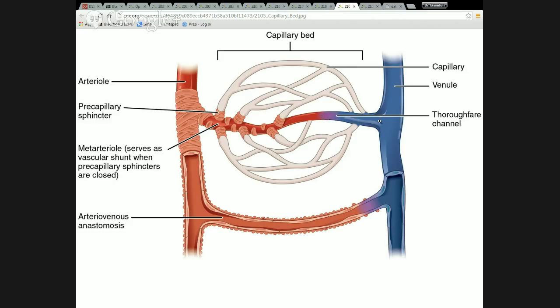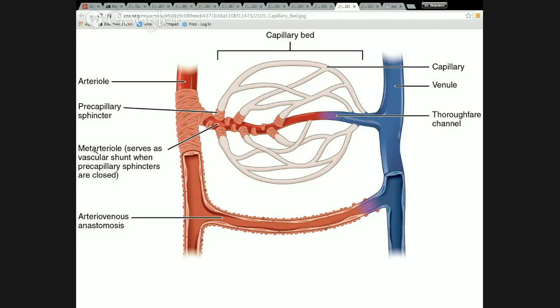And at this point, we don't call it the metarteriole anymore. This is the thoroughfare channel. The way this is drawn, where the capillaries are coming off of the metarteriole, there are little smooth muscle sphincters around that called precapillary sphincters. When they contract, they keep the blood from going into the capillaries, and the blood has to go through the metarteriole and the thoroughfare channel.